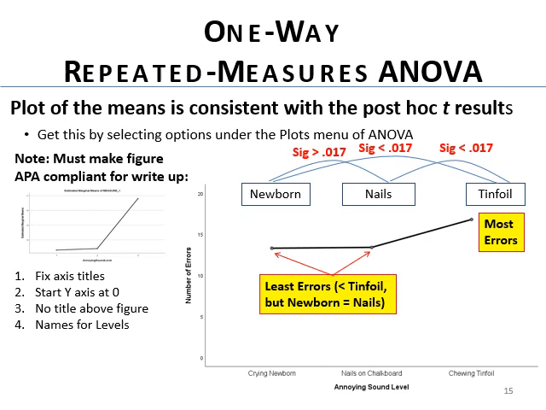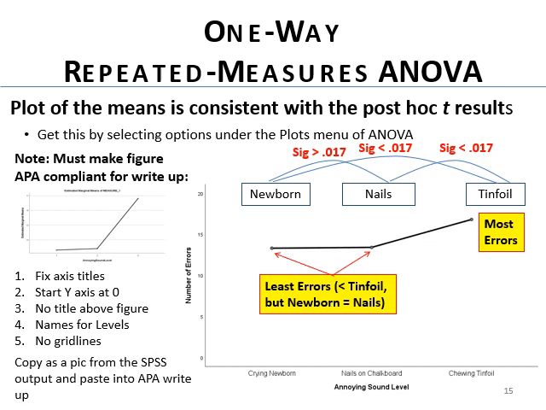You got to just get rid of it. You want to have real names for your levels. Instead of 1, 2, 3 at the bottom, note I put in crying newborn, nails on a chalkboard, and chewing tinfoil. And get rid of your grid lines if you got them. You can also stretch this out so it's a little bigger. That's nice. And then you need to copy this as a pic and paste it into the example APA write-up when you write it up. So make sure you modify the chart as necessary and paste it in.